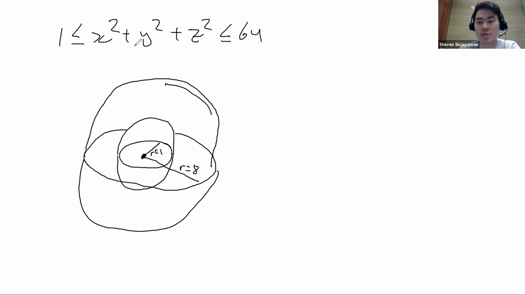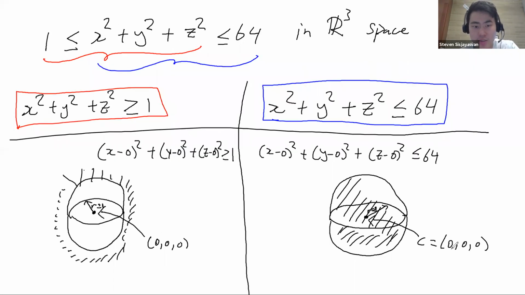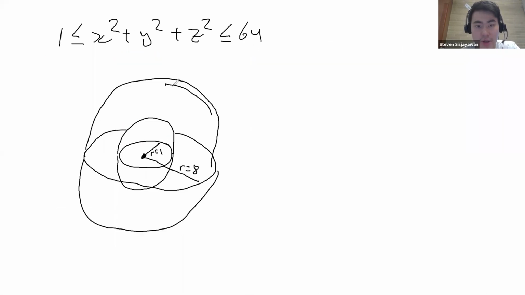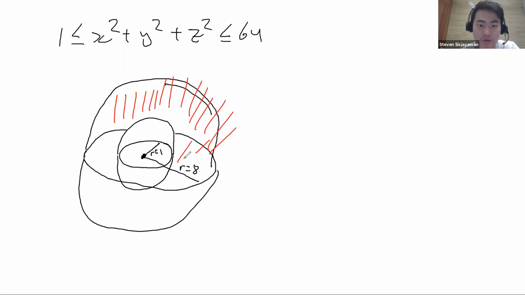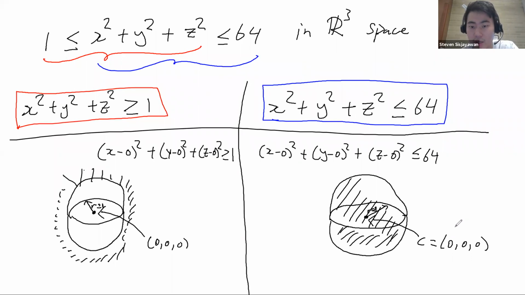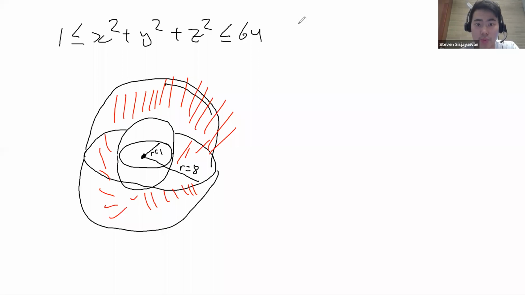So from these two inequalities, the first part, again going back to this slide right here, is that for r equal to 1, we have everything outside of that inner sphere. So we have this sphere and everything outside is going to be represented by, let me just use red. So red is going to be everything outside of the inner sphere. And then for the other inequality, where we have a radius of 8, it's going to be everything encapsulated inside of the sphere. So let me use blue to represent that shaded region.